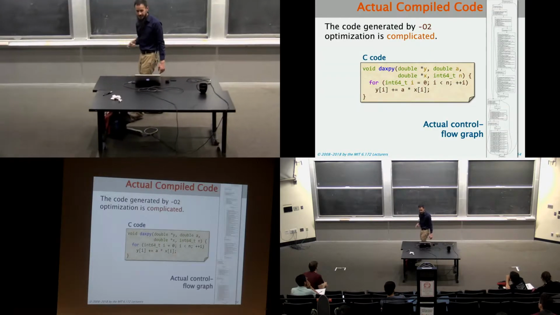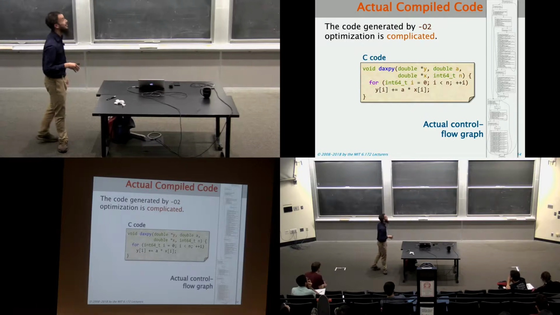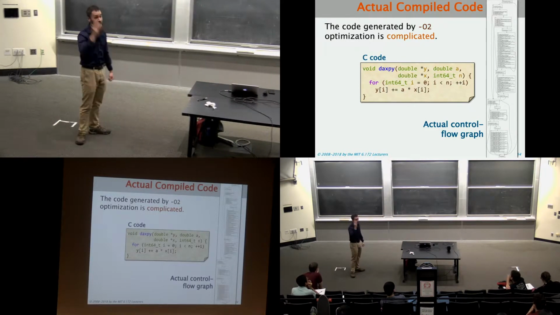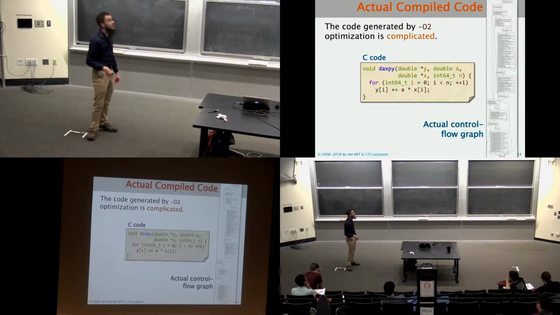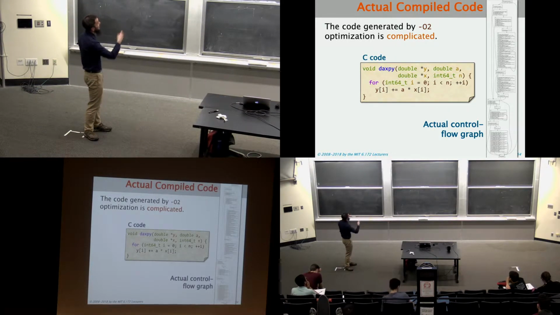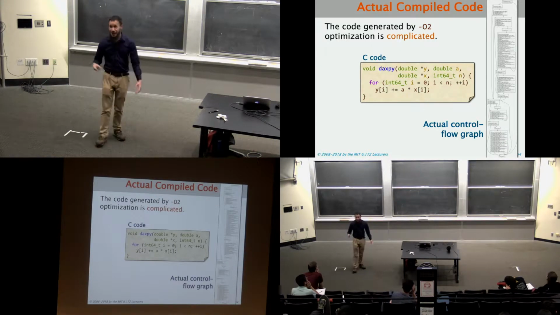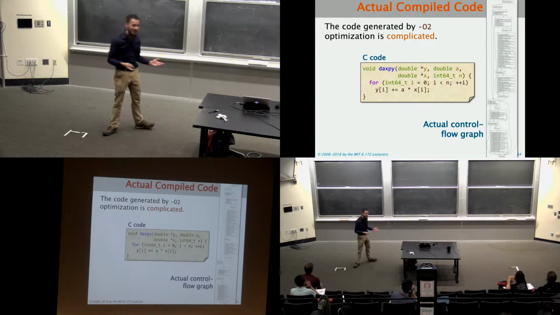Well, if we take a look at the actual compiled code, when we optimize this at O2, you can pass certain flags to the compiler and get it to print out not just the LLVM IR, but the LLVM IR formatted as a control flow graph. The control flow graph for this simple two-line function is the thing on the right, which you obviously can't read because the text is small, and there seems to be a lot going on.